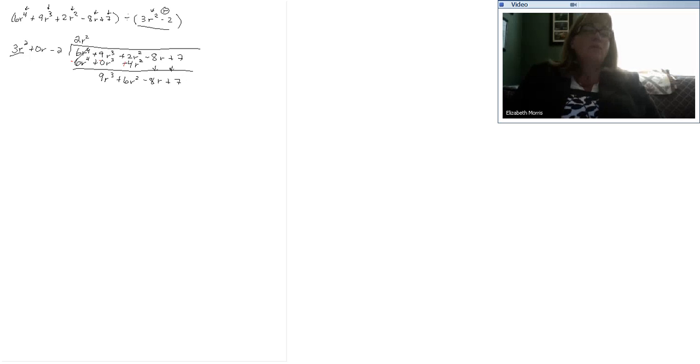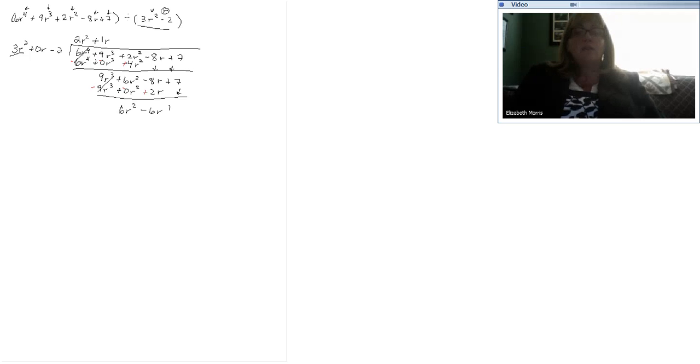What would I multiply 3r squared by to get 9r cubed? I would need 1r. 1r times 3r squared gives me 9r cubed. 1r times 0 gives me that 0r squared place. And 1r times negative 2 is negative 2r. But we are subtracting, so we change the signs. Negative, negative, positive. Now we can combine. Those cancel out. 6r squared and a nothing 0 is still 6r squared. And negative 8r and positive 2r is negative 6r.